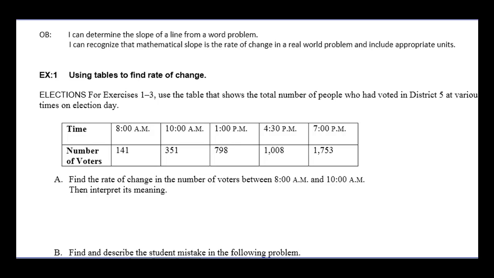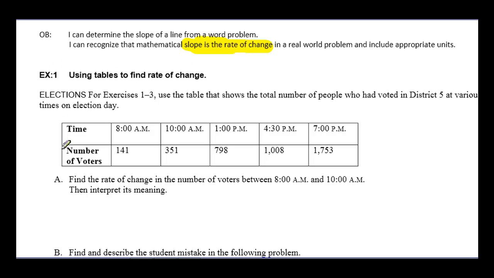Okay, example 1. We're given a table and we're asked a few questions about rate of change. Remember, rate of change is the same thing as slope. Okay, so slope is rate of change. They're the same thing.